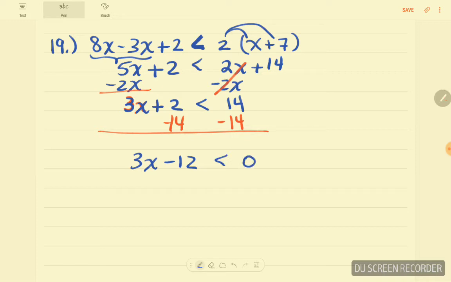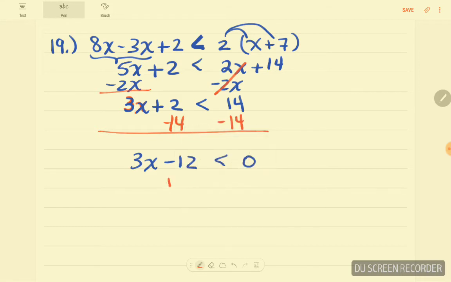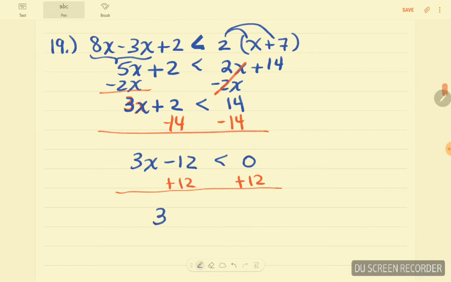Now you might have noticed that it might have been easier for me to leave the 14 on this side and bring the 2 over to it, because I'm going to end up working kind of backwards at this point to solve for x. But I did it on purpose, and I'll explain why when it's relevant.